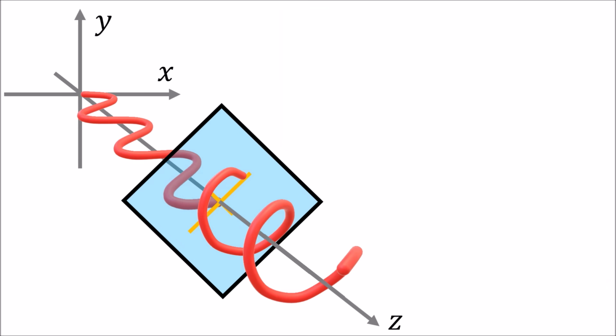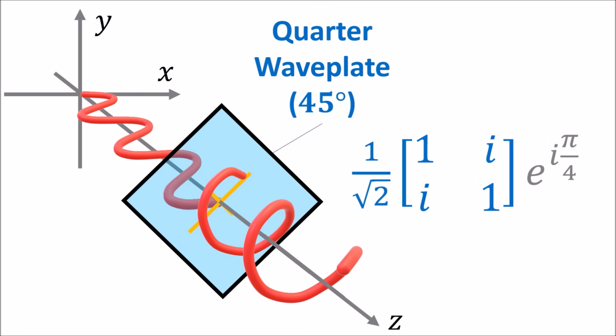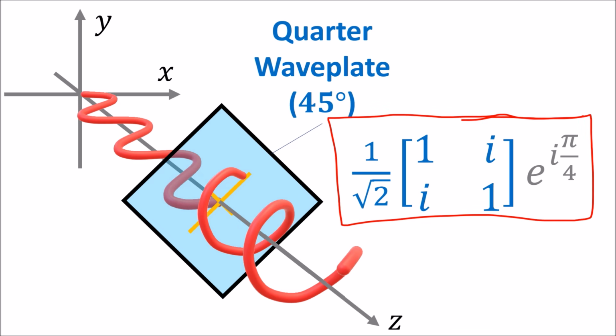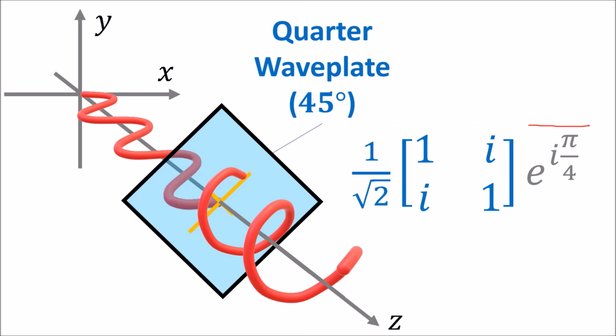However, when viewed from this angle, our quarter waveplate rotated by 45 degrees is represented by this new matrix. You'll notice that this matrix contains a phase factor, e to the i pi over 4, written in gray. We'll see later that we can actually ignore this phase factor, but for now I'm going to include it.